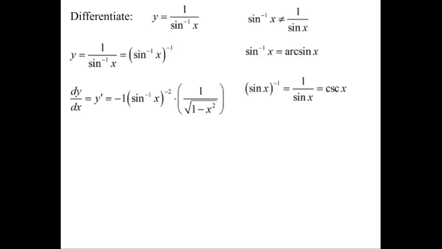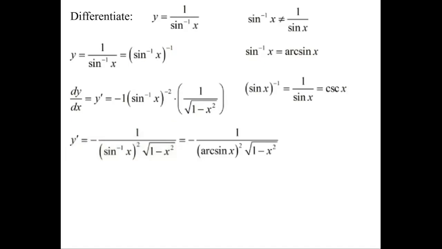Simplifying the expression, we have that the final derivative is equal to the negative of 1 over sine inverse raised to the power of 2 times the square root of 1 minus x squared. You can rewrite sine inverse as arc sine. Other answers are acceptable. Let's try the next one. Differentiate the expression y equals sine inverse of 2x plus 1.